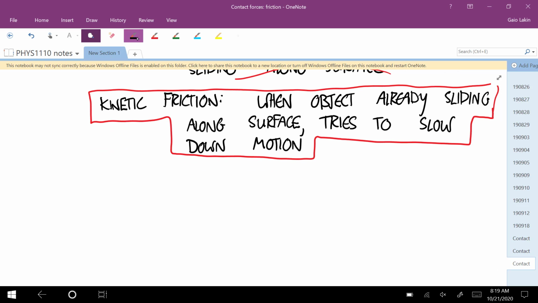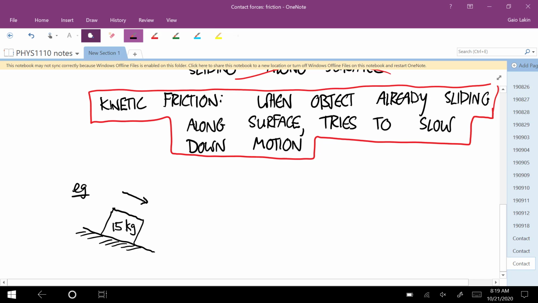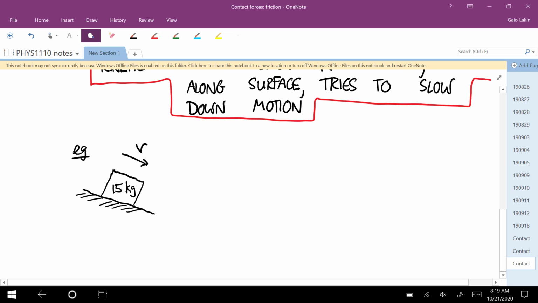Okay, so an example of a friction force. Let's say that you have an incline and a box on the incline. Let's say that this box has a mass of 15 kilograms. And let's say that it's sliding that direction. Well, if we isolate the box, then there's a weight force.